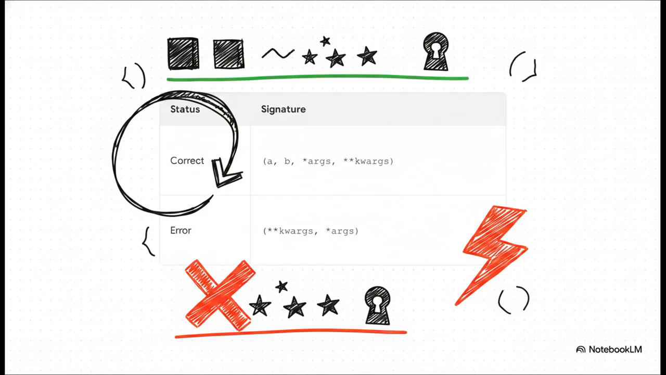Python enforces a very strict order rule. Standard positional arguments must come first, followed by star args, and finally ending with double star kwargs. Placing kwargs before args in your function signature will immediately throw a syntax error. Always remember, positional first, keywords last. No exceptions.